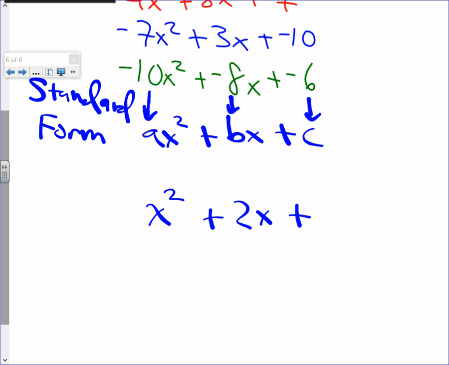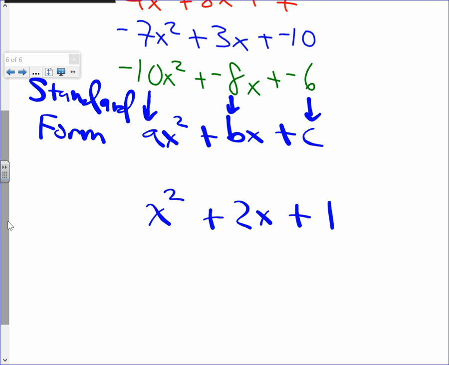Let's go with... hold up. I'll put one. Can't do that for me. So x squared plus 2x plus 1.